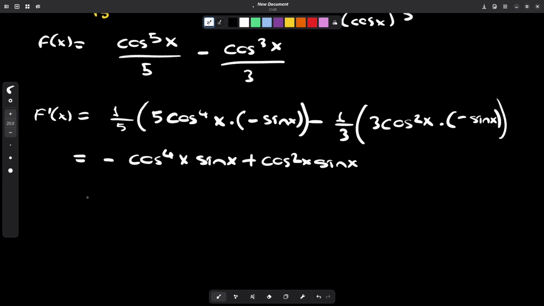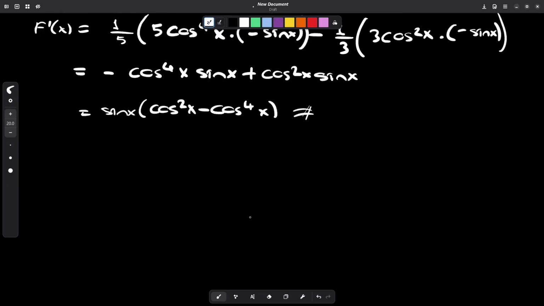I mean, under the sine x parentheses, cosine squared x minus cosine. It doesn't really matter. Let's just leave it like this.